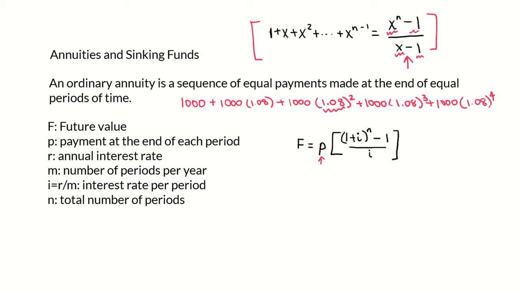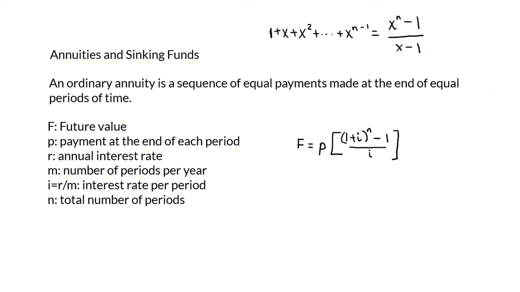So in this formula, F is the future value, P is the payment at the end of each period, r is the annual interest rate, m is the number of periods per year, and i is the interest rate per period, which we calculate as r divided by m. Then n is the total number of periods. So the reason that geometric sum works is that the money that's in the account at the beginning gains more interest than the more recent money put in the account. So the longer those deposits are in the account, the more interest they earn. So this first deposit earns more interest than the final deposit.